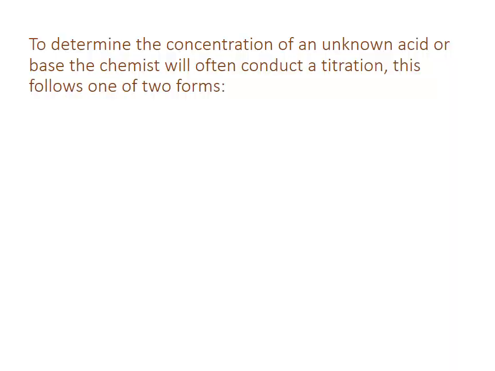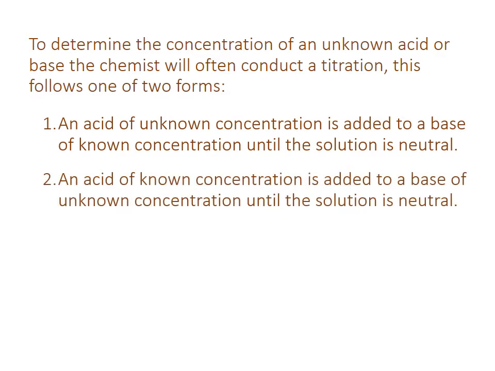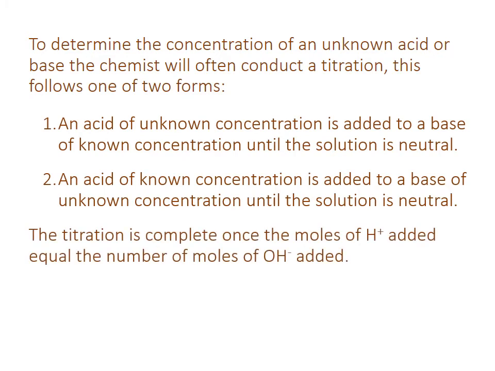To determine the concentration of an unknown acid or base, the chemist will often conduct a titration. This follows one of two forms. 1. An acid of unknown concentration is added to a base of known concentration until the solution is neutral. 2. An acid of known concentration is added to a base of unknown concentration until the solution is neutral. The titration is complete once the moles of H plus added equal the number of moles of OH minus added.